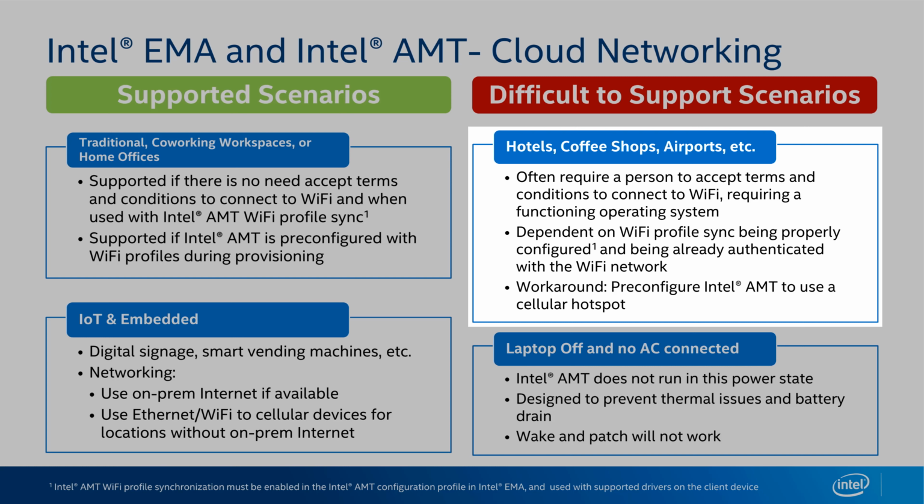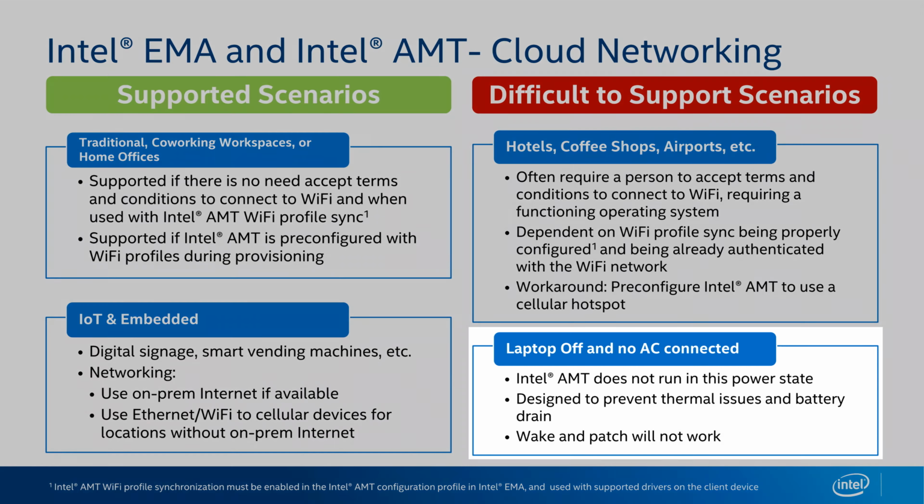So the workaround for these kind of use cases would be to use a pre-configured hotspot. So for instance, on my cell phone, I could have my hotspot pre-configured to work with Intel AMT. So if I do have a problem, I can kick on the hotspot and my IT department can use that to make use of Intel EMA, Intel AMT, and resolve my problem remotely.